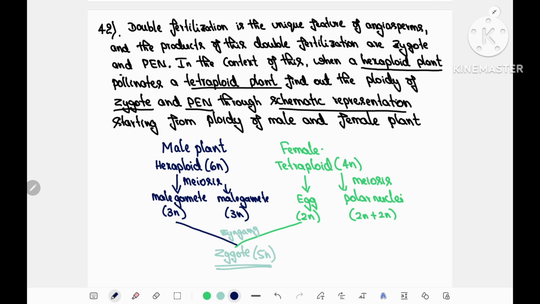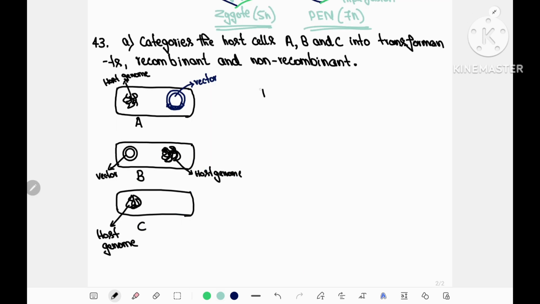The other male gamete present in the pollen grain will move towards the polar nuclei and get fused with it. Polar nuclei is having 4N and the male gamete is having 3N. So the primary endosperm nucleus, that is the product of triple fusion, the ploidy will be 7N. So here we got the answer through the schematic representation. So this is the way you have to write.